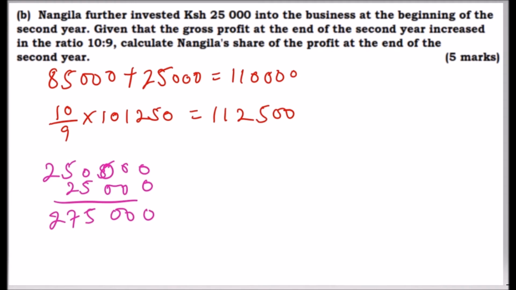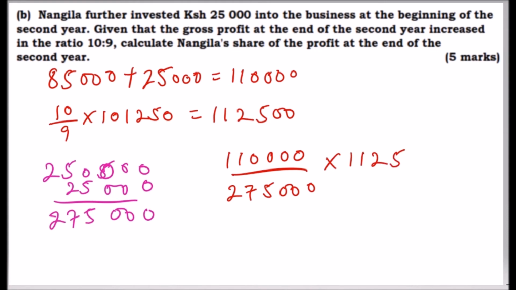This means that, since Nagira had contributed now 110,000, you divide by the total share, which is 275,000, and you multiply by the new profit, which is 112,500. This means that Nagira will get 45,000 in the second year. So that is how you work out that, and you get yourself 5 marks.